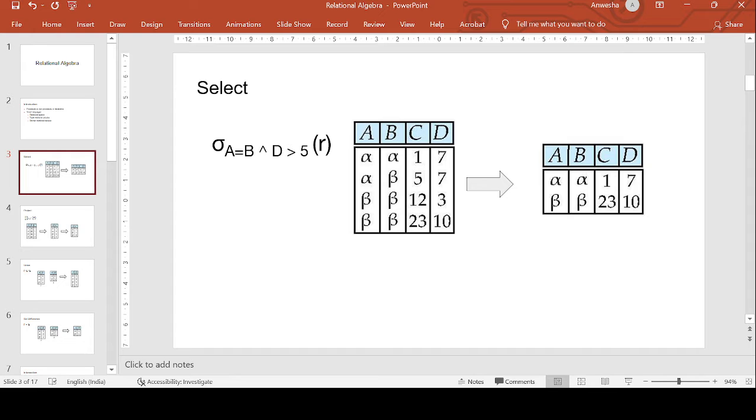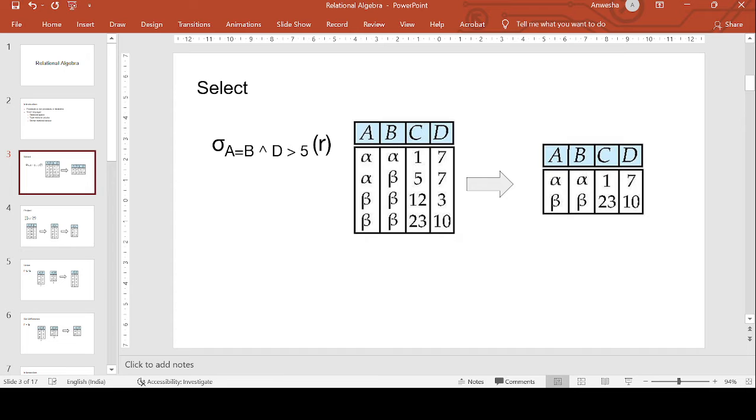Consider a relation R that has 4 attributes. Now I have previously mentioned that if you represent a relation in a table, then columns represent the attributes, and each row is called a tuple. In the select operation you have to fetch tuples based on some conditions. For this case, what is the condition? A equals B and D is greater than 5.